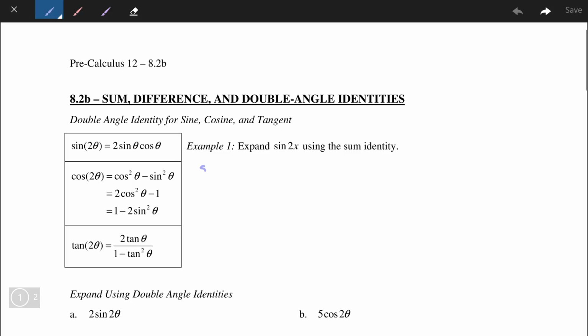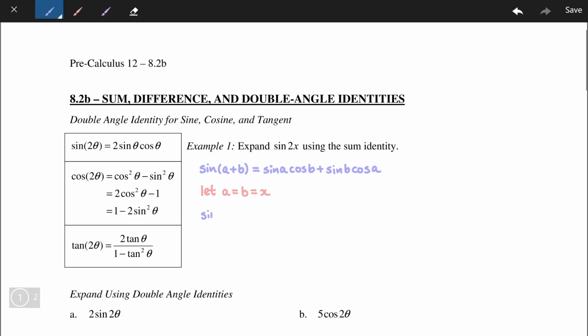So we have sine A plus B is equal to sine A cosine B plus sine B and then cosine A. Again, that is the sum identity for sine. Now what we'll do is let both A and B equal to x.